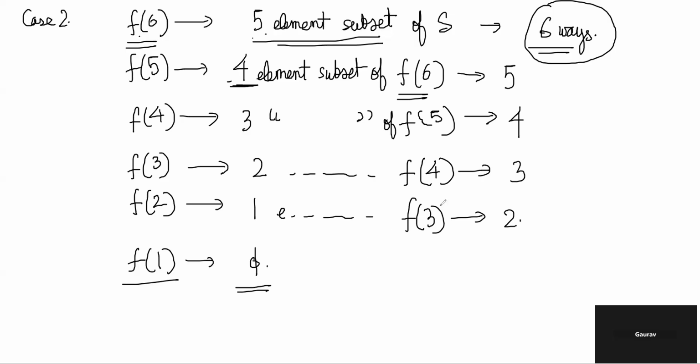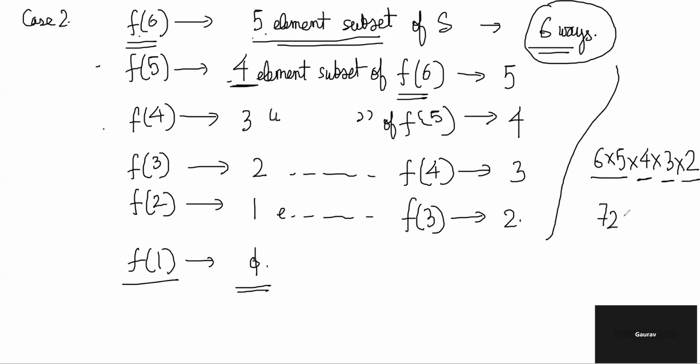So this is different from case 1. In case 1, what was happening? F of 6 was 6, this was 5, this is 4 and so on, right? So this is different. So now we have 6 into 5 into 4 into 3 into 2, right? So 30, 120, 360, 720. 720, right? So this was case 2. Now case 3, again, slightly similar. But again, we'll keep changing it like that.